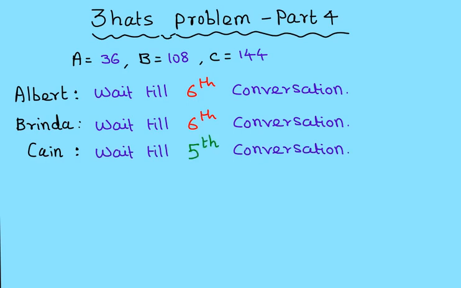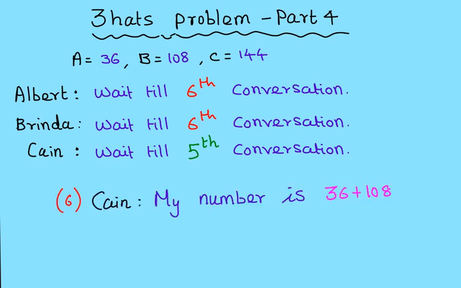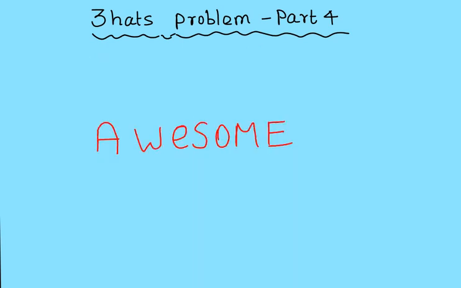Note that both Albert and Brinda are waiting till the 6th conversation. So at the 5th conversation, Brinda does not claim her number. Kane, who is waiting for the 5th step, notices that, and in his next turn, that is in the 6th conversation, claims his number to be the sum of 36 and 108, that is 144. So rather than doing the computationally intensive recursive thinking, they follow a very simple strategy and show the same behavior as the recursive thinking. That is the beauty of this strategic way.